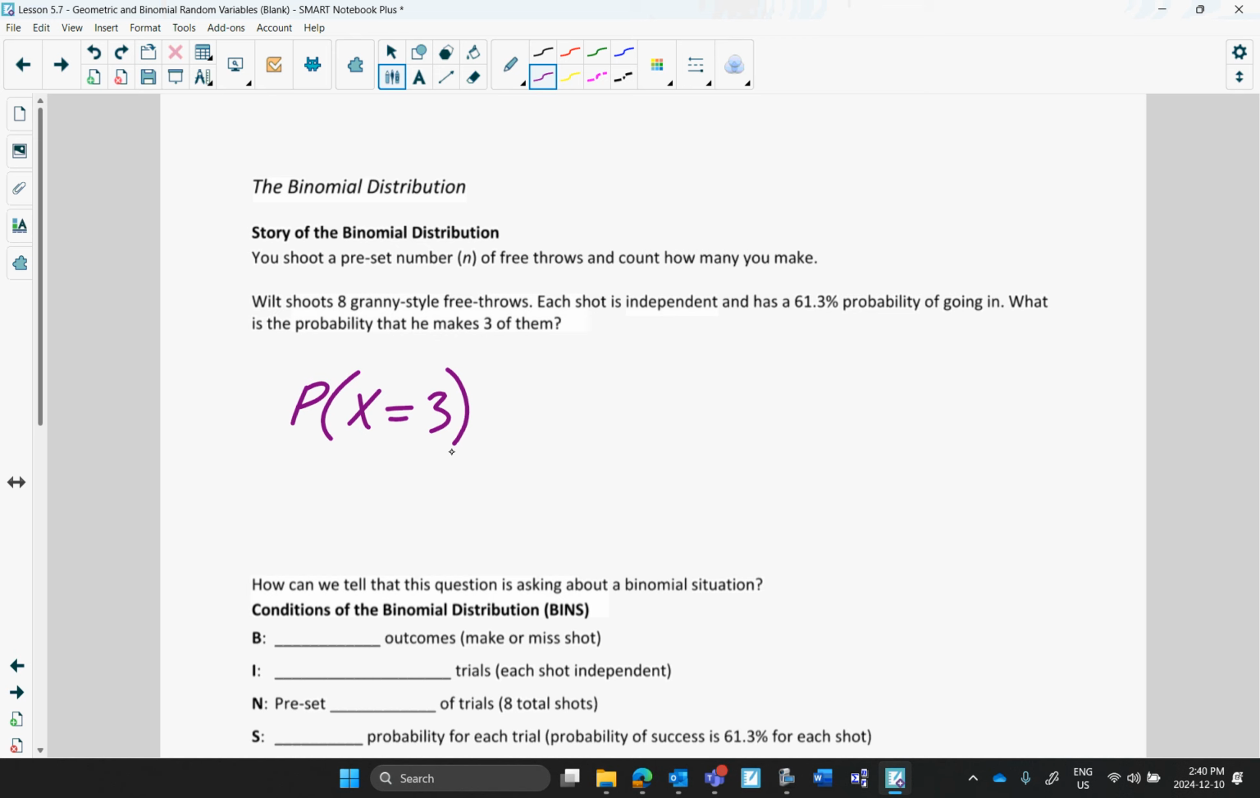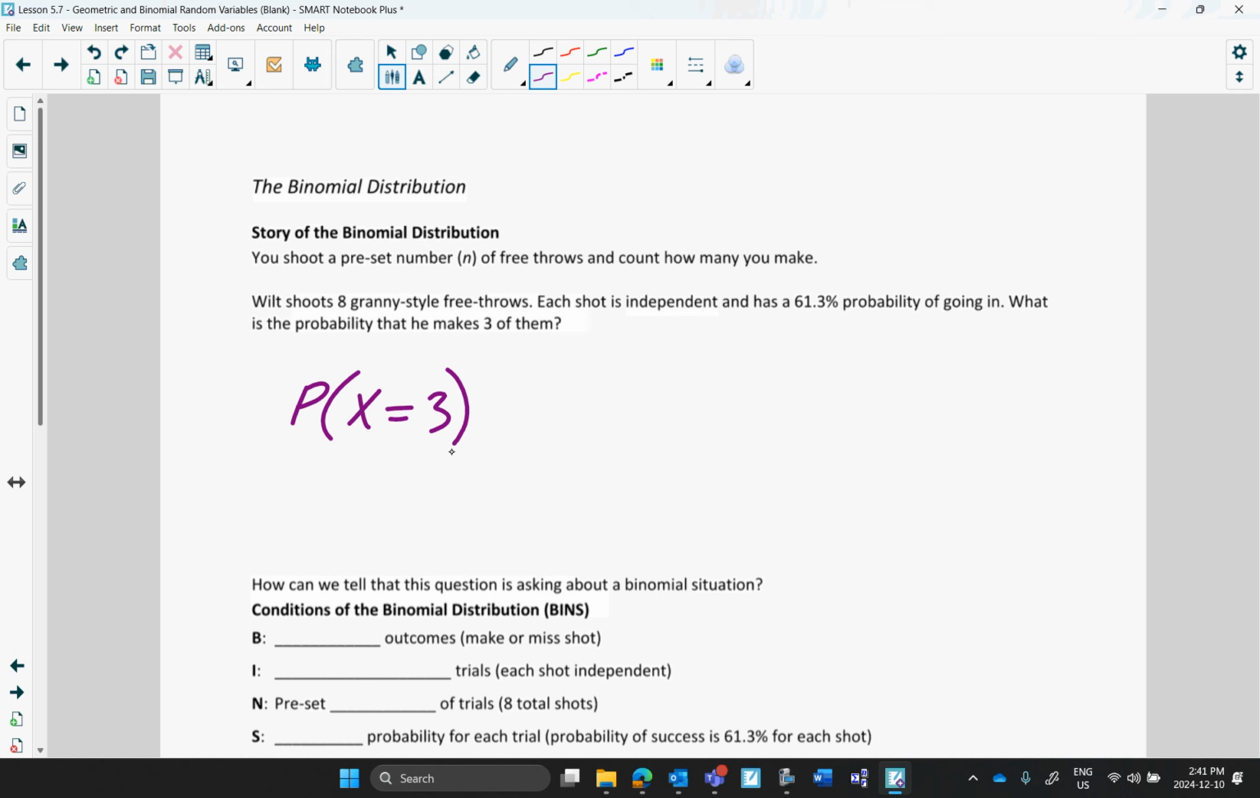Here's where some of you who were in grade 12 pre-calc last year will recognize this, but you may not initially recognize the notation I give you. Yes? It matters out of 8, for the probability of 3? No, it's just, what's the probability that he makes 3?